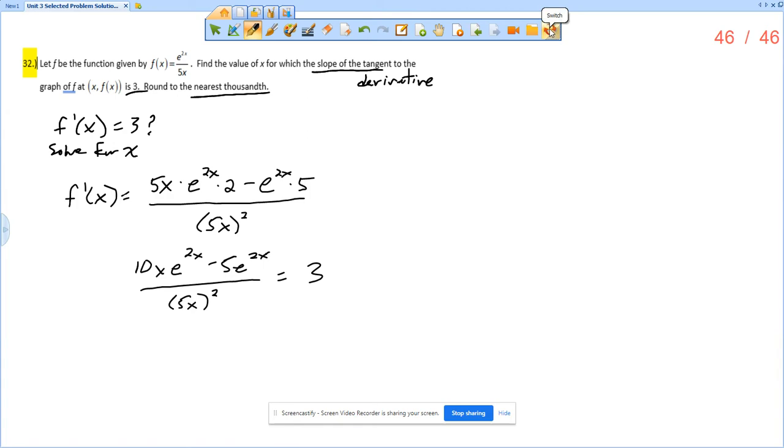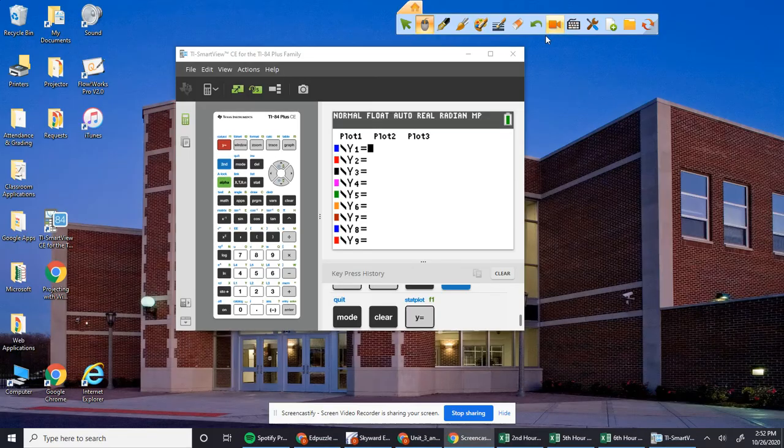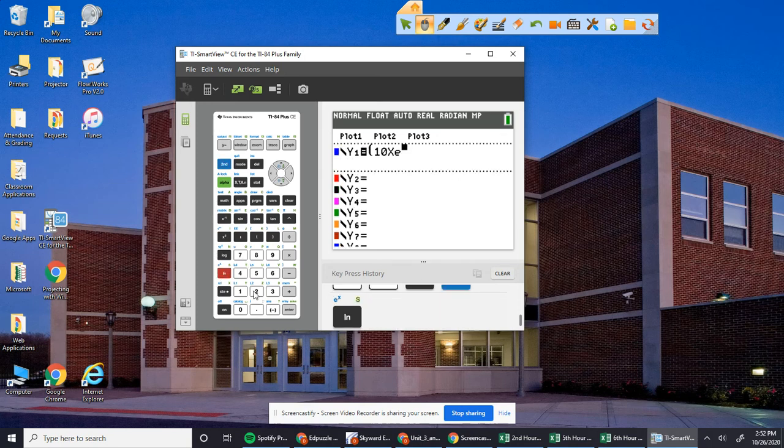All right, so on our calculator, 10x e to the 2x minus 5 e to the 2x. I'm going to type this. So we have parentheses, 10x, and then e to the 2x. Okay, and then we need to get out of the power, minus 5 e to the 2x. All right, then we need to close parentheses on the numerator divided by the quantity 5x squared. Remember, you need to make sure there's parentheses around that 5x so that the whole thing is getting squared.